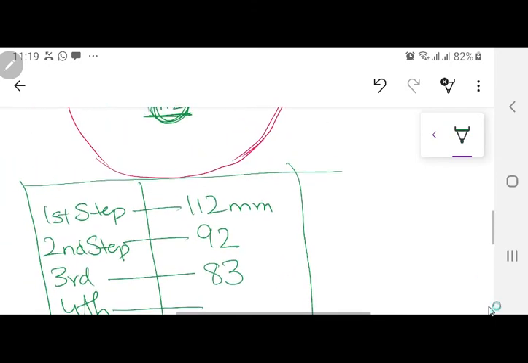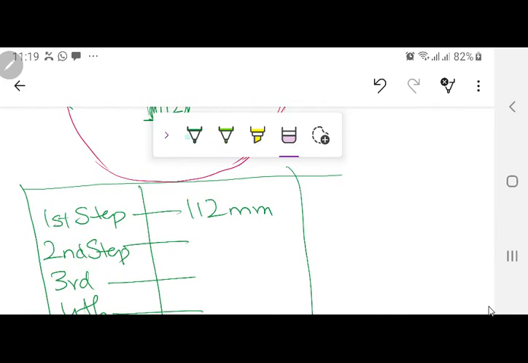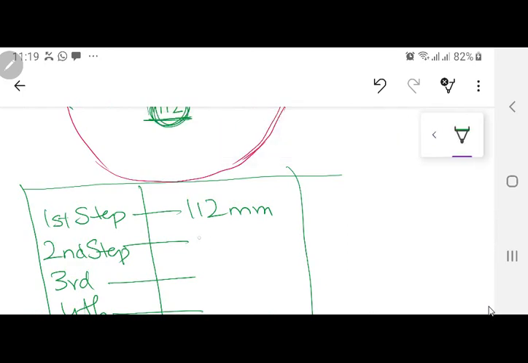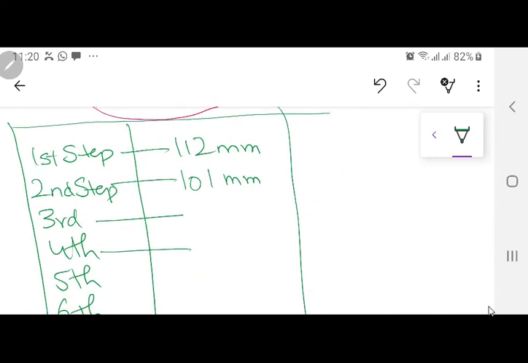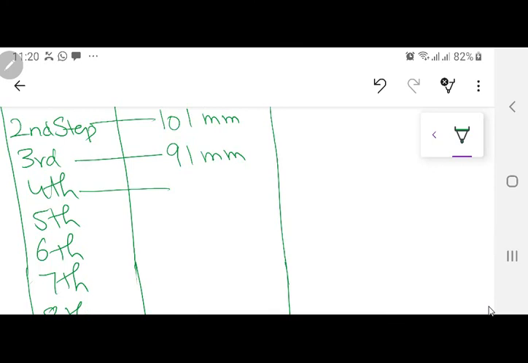Okay, ये आपने हाँ गलत कर दिया इधर. This has to be 101 approximately. Let's go to a little larger. 91. चलो. Next. 82. 9. Next. 73. Next.